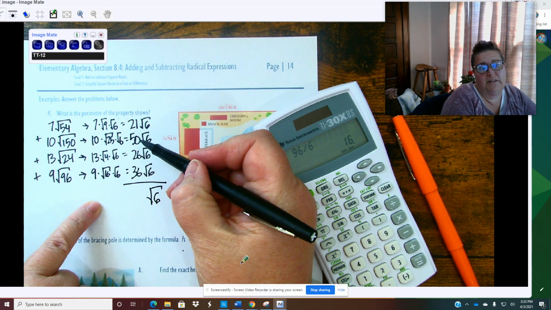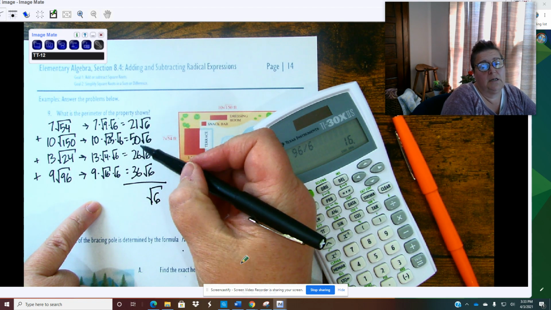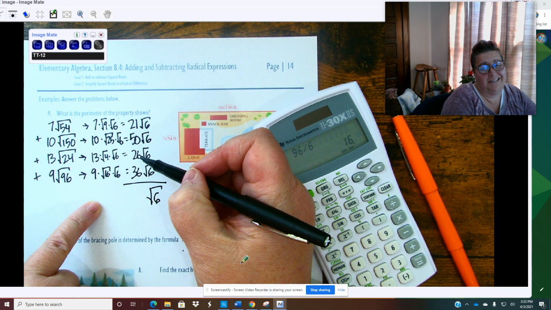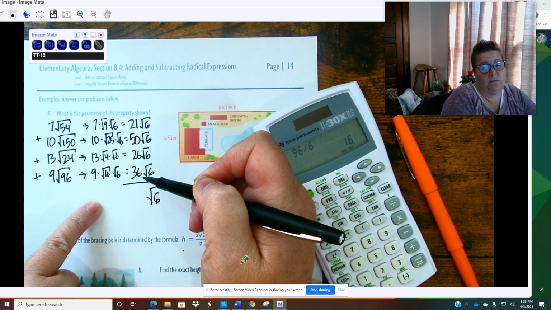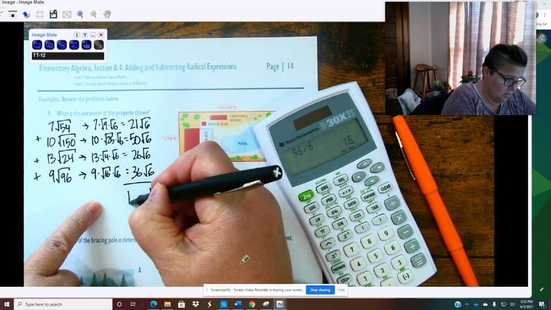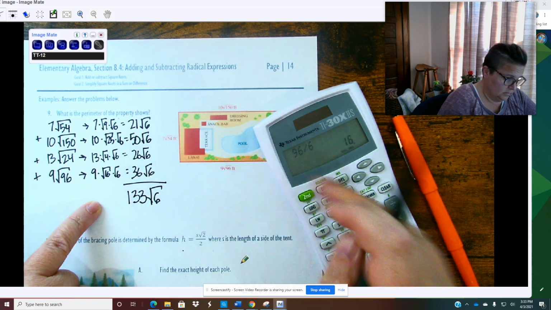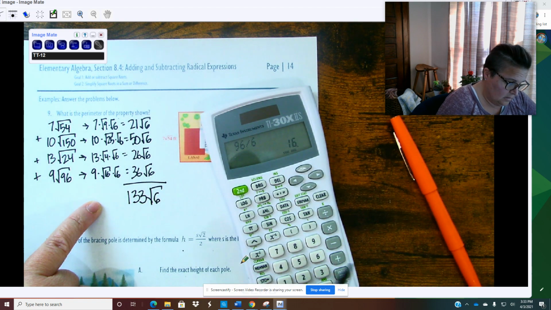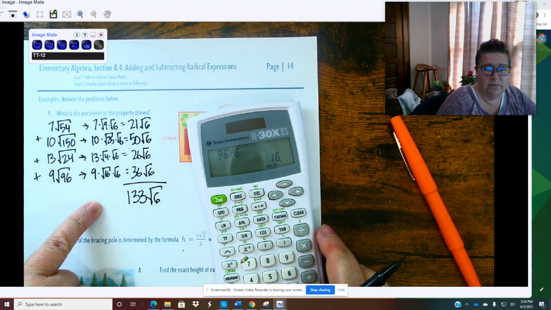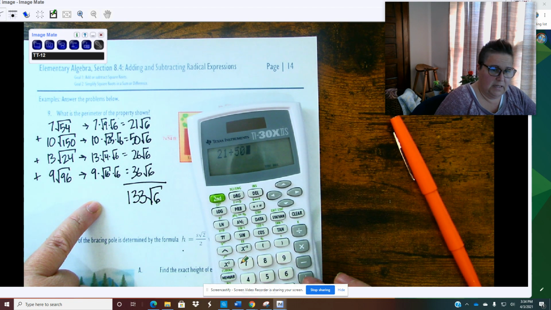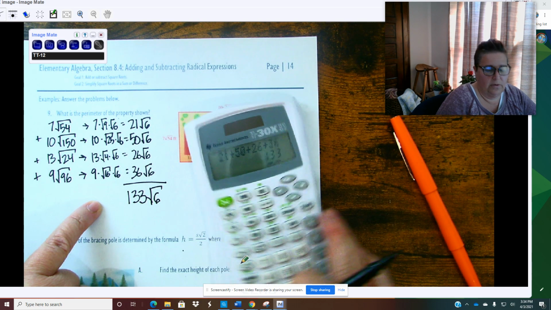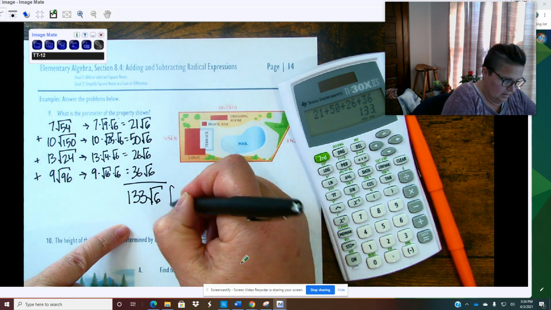21 plus 50 is 71. Plus 26 is 97. Plus 36 is 133. So I'm getting 133 square root of 6. So if I do 21 plus 50 plus 26 plus 36. Yep, 133 square root of 6 feet.